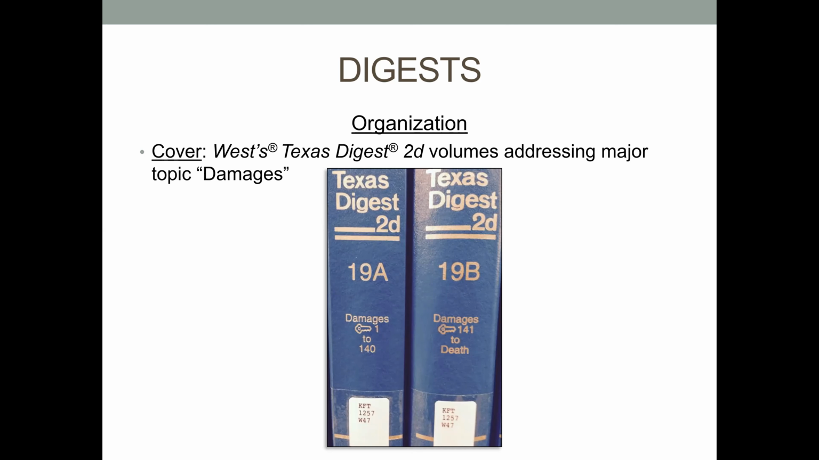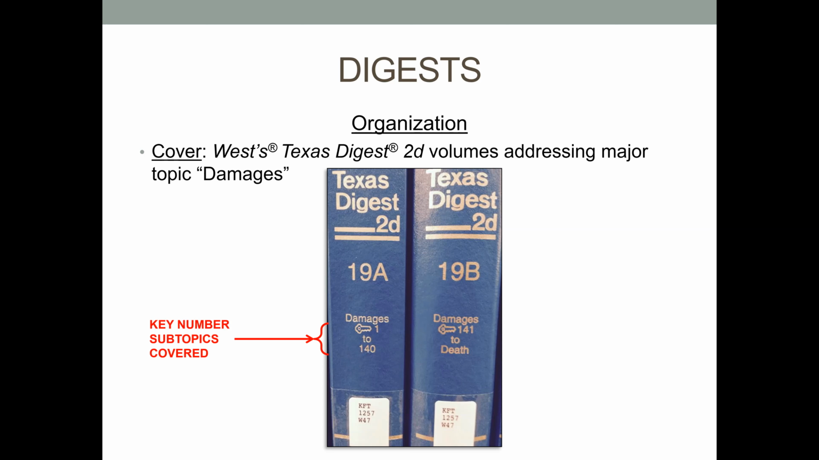There are two of them. And you'll notice the first one on the left has the major topic damages listed. But notice that the topic damages is so broad that it needed two volumes to cover it. One book was not sufficient. So underneath the word damages on the spine of the first volume, you are told which key number subtopics that volume covers. And we're told here that this first volume covers subtopic key numbers 1 to 140.